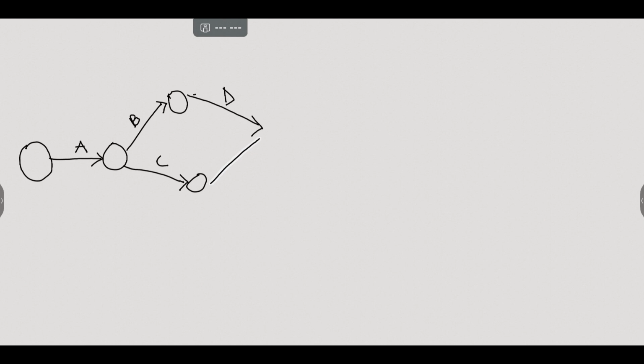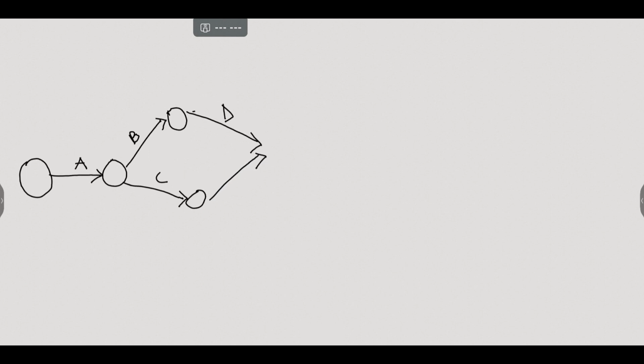The next thing we have is A precedes B, and A also precedes C. Then D. D is preceded by B, and E is preceded by C. But there's a twist, because F is preceded by D and E. So we come here and just draw this and come here and write F.